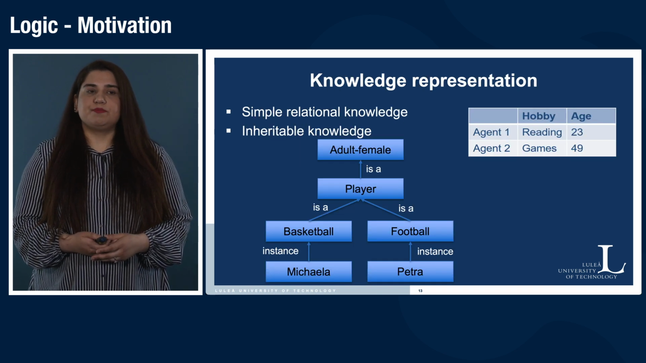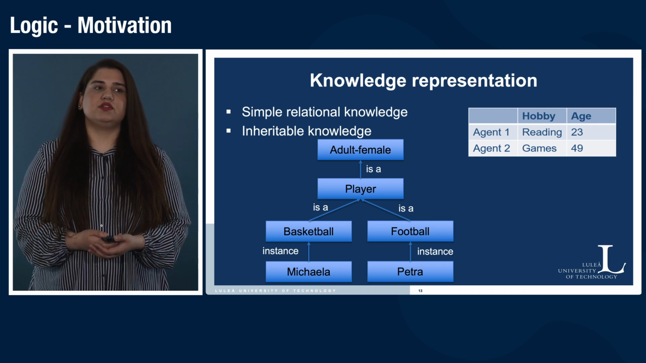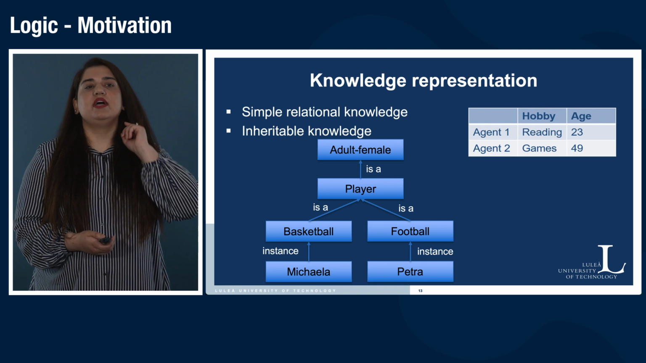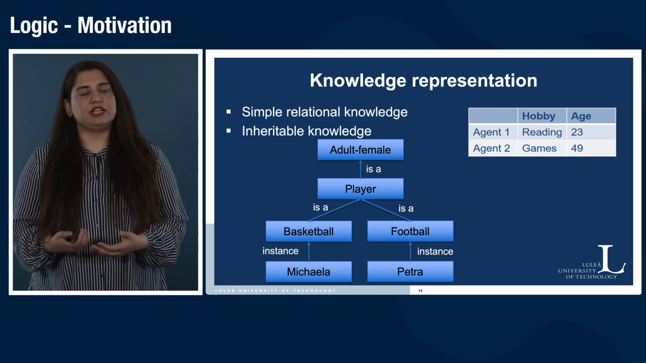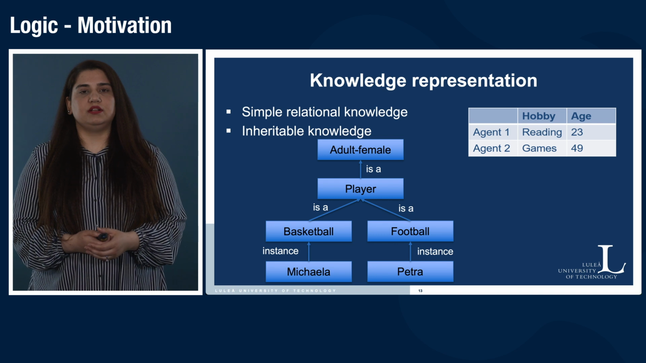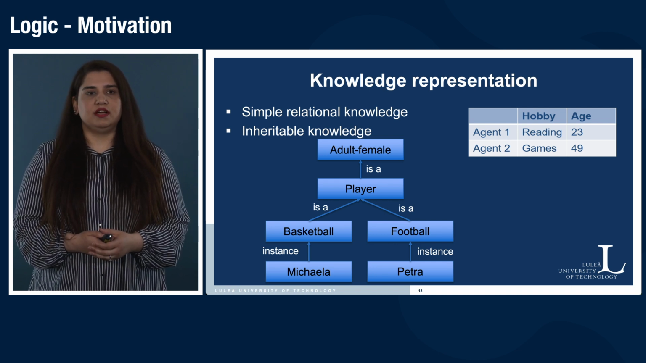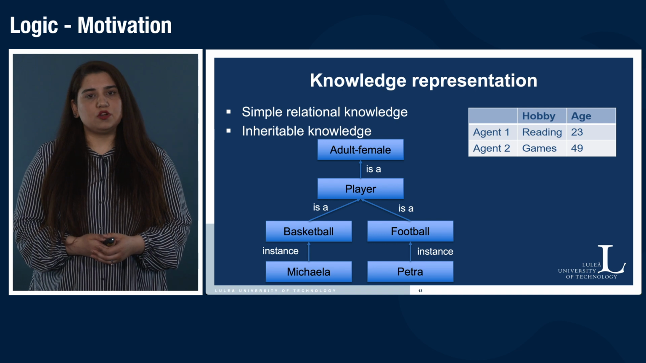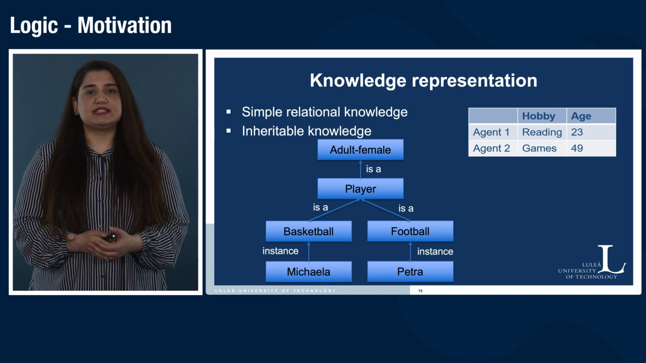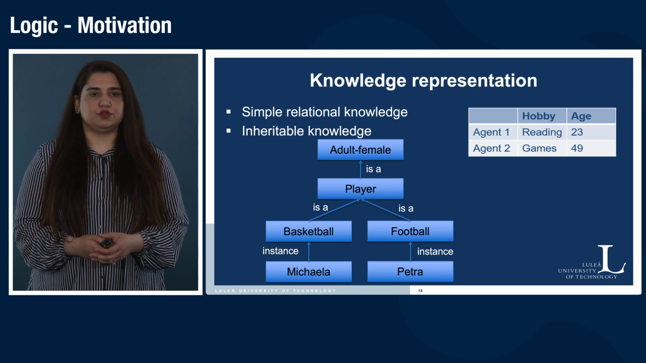Let's see how knowledge is represented. So, we have different methodologies. First of all, simple relational knowledge, which you see in front of you in the table. We have 2 different agents, agent 1 and agent 2, and we have set in the table that they have a certain hobby and a certain age. Agent 1 has reading as hobby and the age is 23. Agent 2 has games as hobby and the age is 49. This is one representation of knowledge.